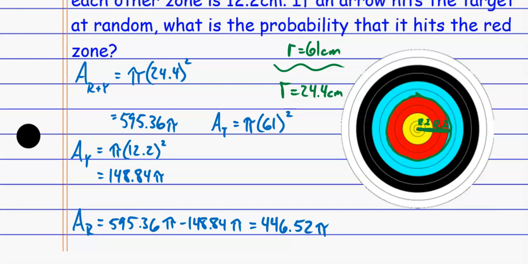Again, I'm going to leave that in terms of pi for a moment. 61 squared is 3721, and again that's in terms of pi. Now I have the area of the red piece and the area of the whole thing. Now let's find the probability. That's the area of the red piece over the area of the entire thing. This is why we leave it in terms of pi: right away, the pi's are going to cancel.